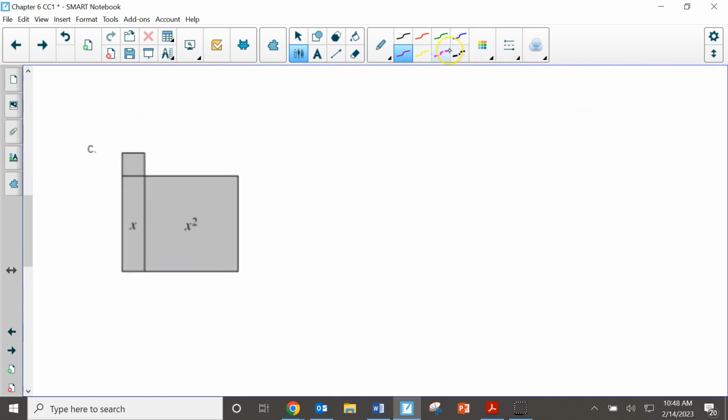Okay, let's try this one. Feel free to pause these between each one and try them on your own and then check them with mine. So my area, okay, I'm just going to add these up.